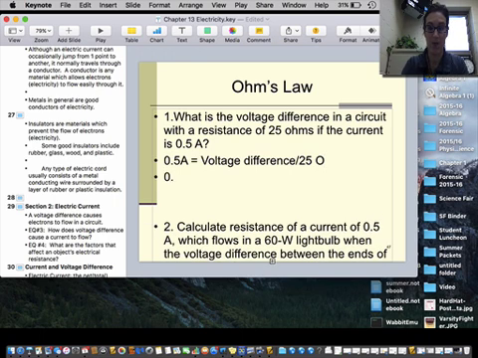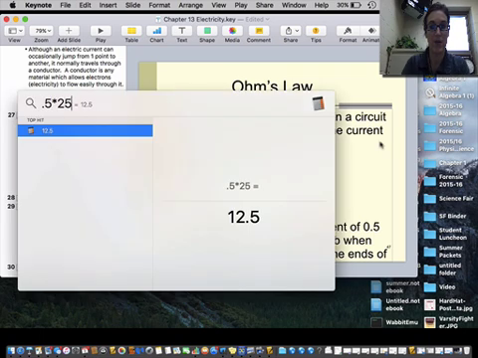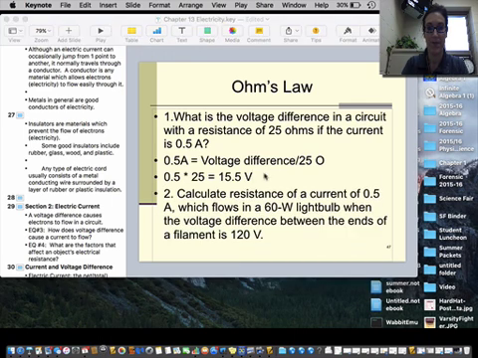So I'm going to take my 0.5 and multiply by 25 to get the voltage difference. 0.5 times 25 equals 12.5. And voltage difference is measured in volts, like a 9-volt battery.